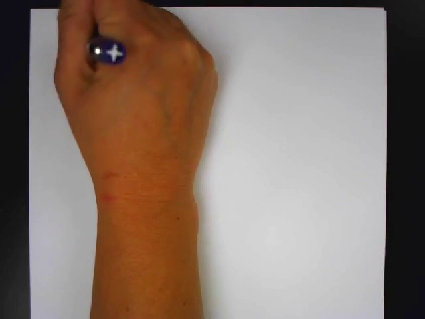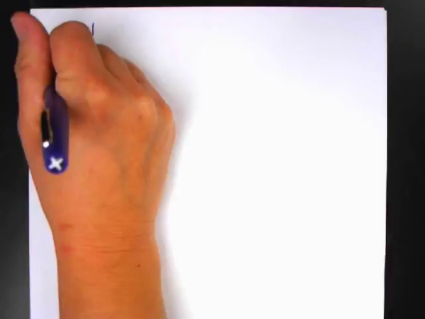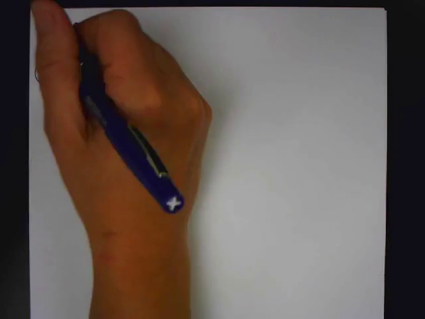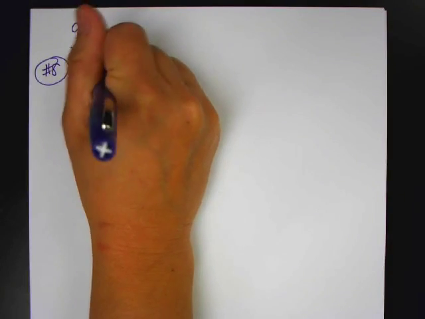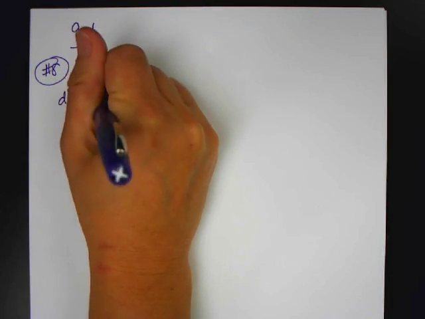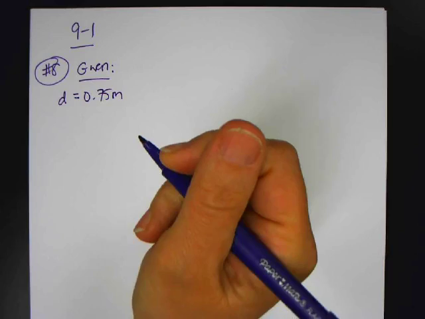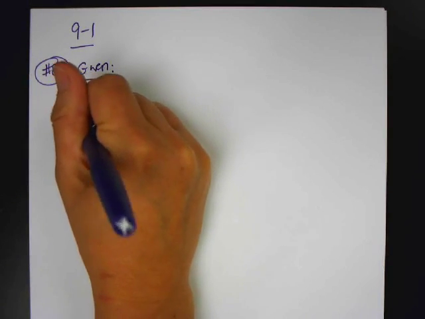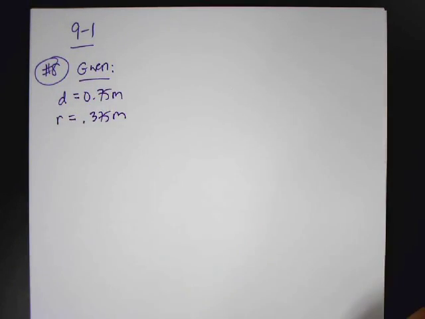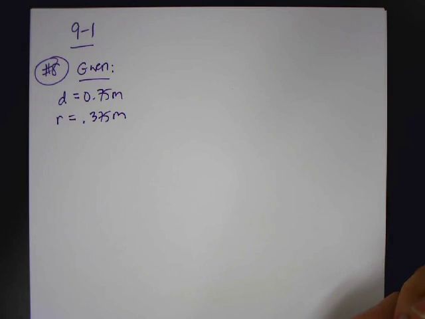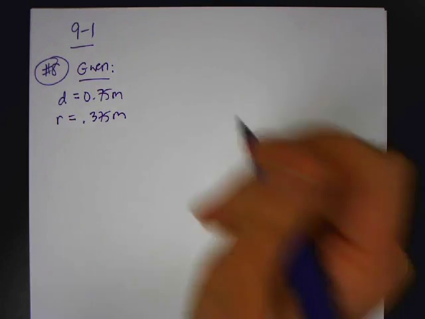All right, so we're doing lesson 9-1, and we'll look at problem number 8. Problem number 8 says a beetle sits on the top of a bicycle wheel with a diameter of 0.75 meters. So we're given the diameter is equal to 0.75 meters, which means that the radius is equal to 0.375 meters. Assuming the wheel turns counterclockwise, what is the angular displacement?